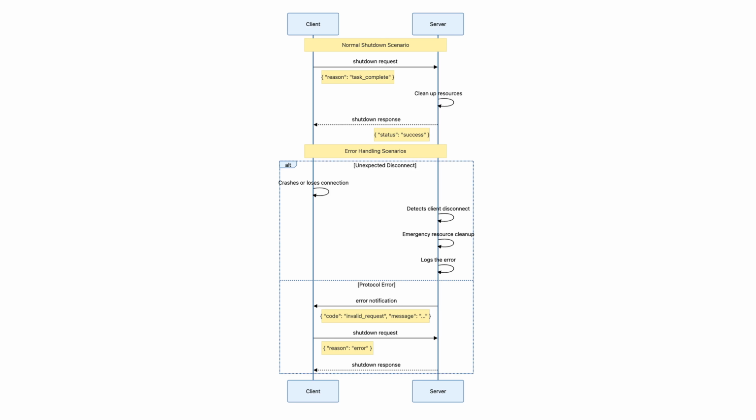This is why the shutdown phase is so important. In a perfect world, either side can send a shutdown request saying, "I'm done, let's wrap this up," and resources get properly cleaned up. But MCP also accounts for unexpected disconnections. Servers need to handle clients disappearing without notice.